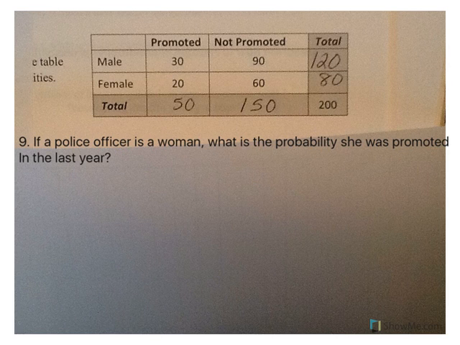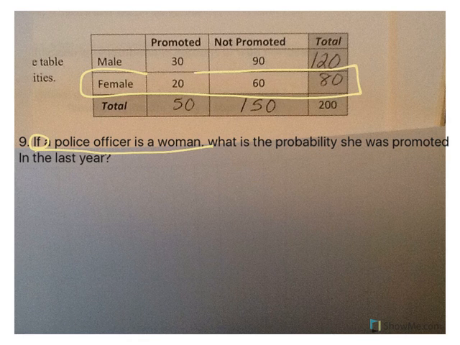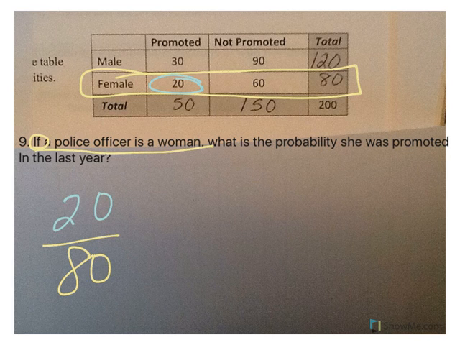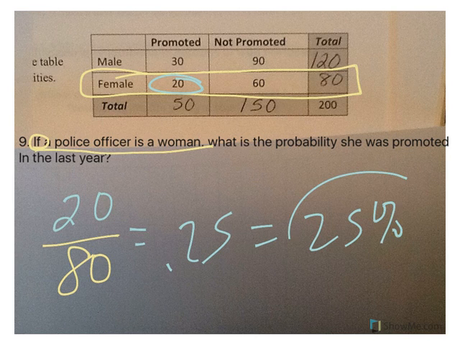Still dealing with the same table. If a police officer is a woman, okay, so that's the key word if. If it's a woman, that means we are only concerned about the females. That means my denominator is going to be 80 because I only care about the female police officers. So if the police officer is a woman, what is the probability she was promoted? Well, looking at just my females, here's my promoteds, and it's 20 out of 80, 0.25, 25%.